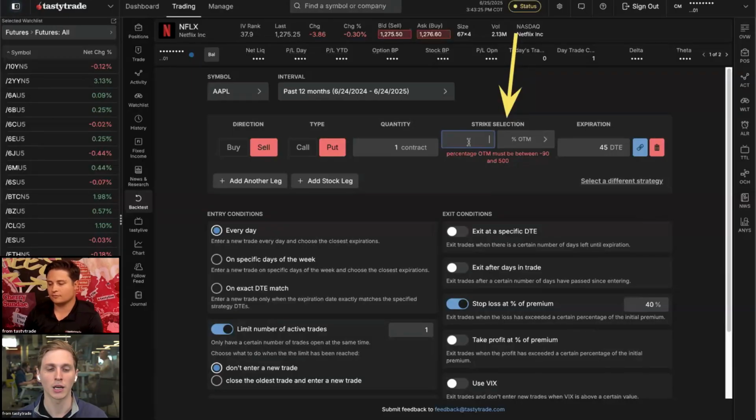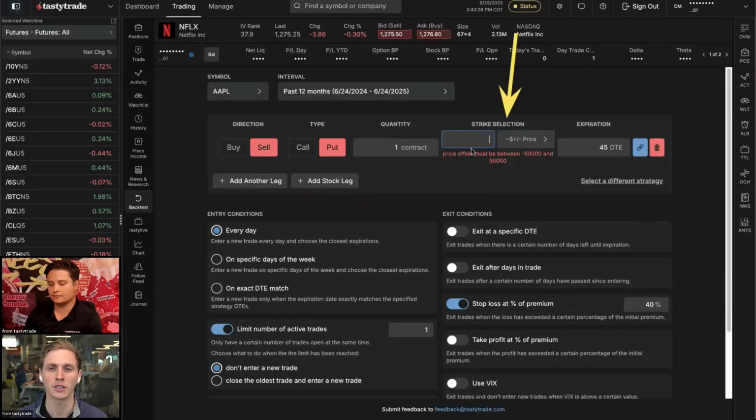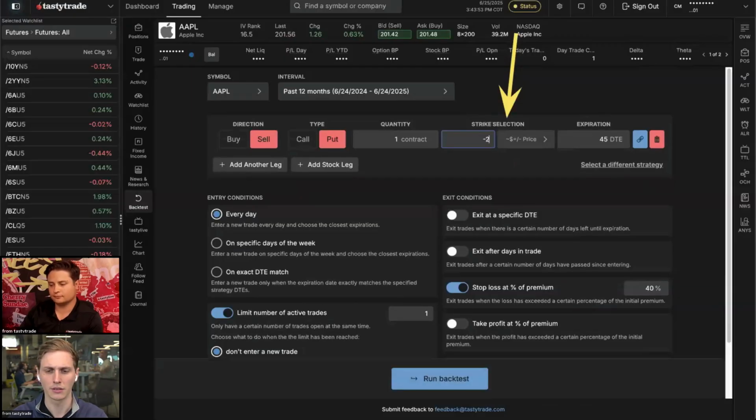So we can say, hey, I wanted about 10% from the current price that it's trading at, or 10% from at the money. So you can do a percentage out of the money. You can do a price offset as well. So I mentioned earlier that you can set it based on a certain dollar amount. So hey, currently maybe Apple's trading at, I mean, what is Apple trading at right now? Let's check it out. Apple's trading at $201. Maybe we want to sell this, maybe we could do it $20 below or $20 above. So that's how you can do a price offset.